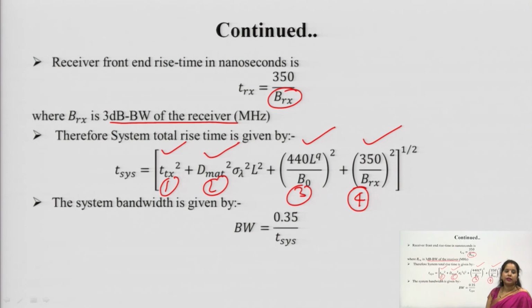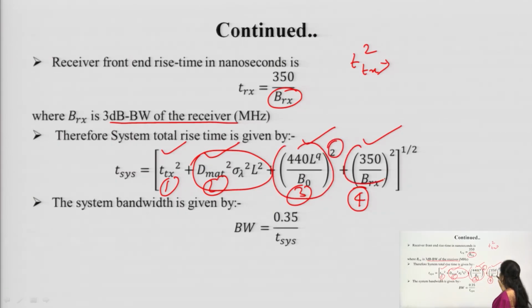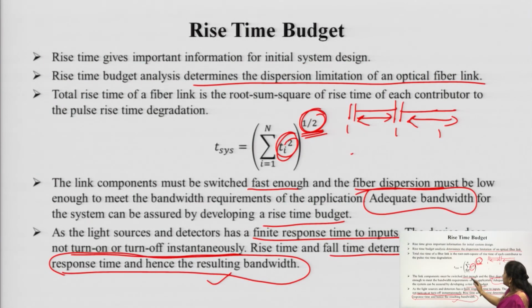So, for calculating the total rise time, what are we going to do? We take a square of each rise time. First is the rise time due to transmitter, we take a square of this, then dispersion, modal, we are taking the square of this also, and the rise time of the receiver section squared. We take a square of each of the contributors and then take a root of that.